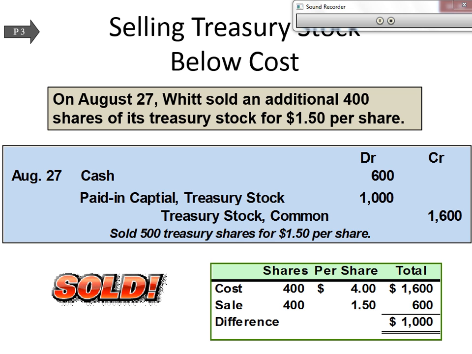So what happens when they sell it below? They sold 400 shares, and instead of $4, instead of $8, they sold it for how much? $1.50. So they only received $600 in cash from it. The stock was actually worth how much? I mean, $1,600. Paid in capital in excess of, or actually lost in that case, $1,000.